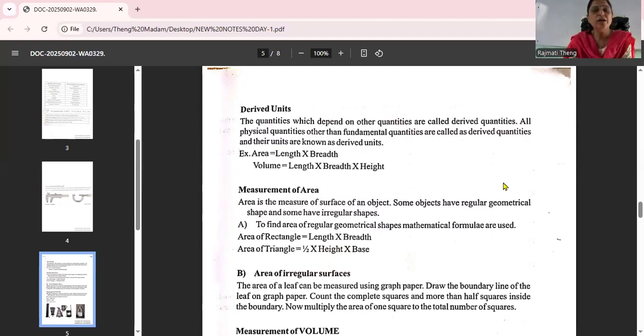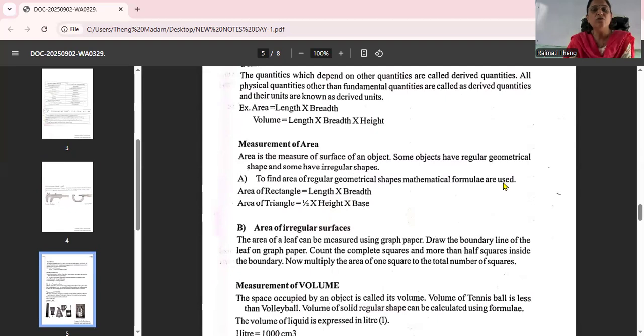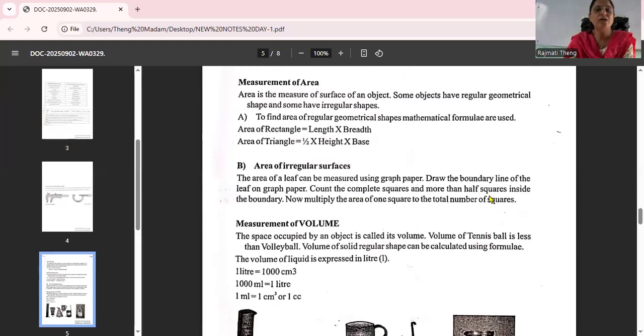Then a measurement of area. Suppose we have to calculate the area of a regular shape. When a regular shape is given, then there are formulas. For example, area of rectangle is length into breadth. Area of triangle is equal to 1/2 into height into base.